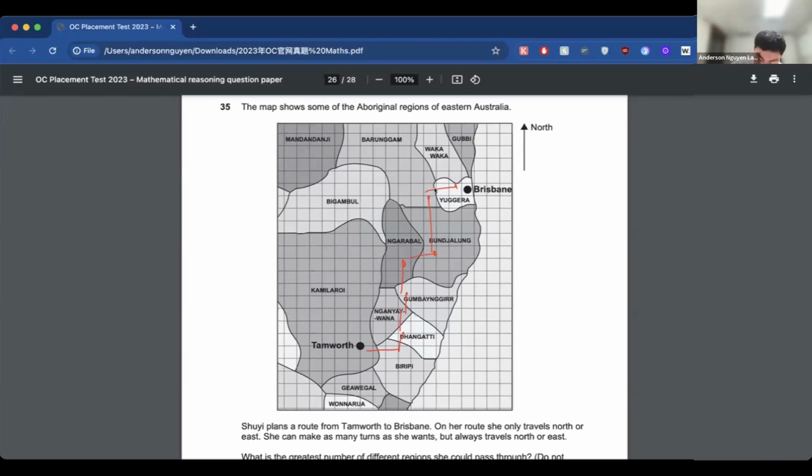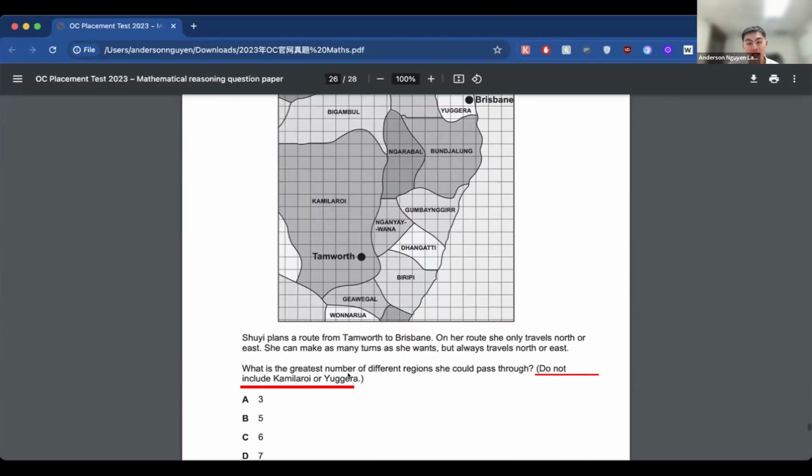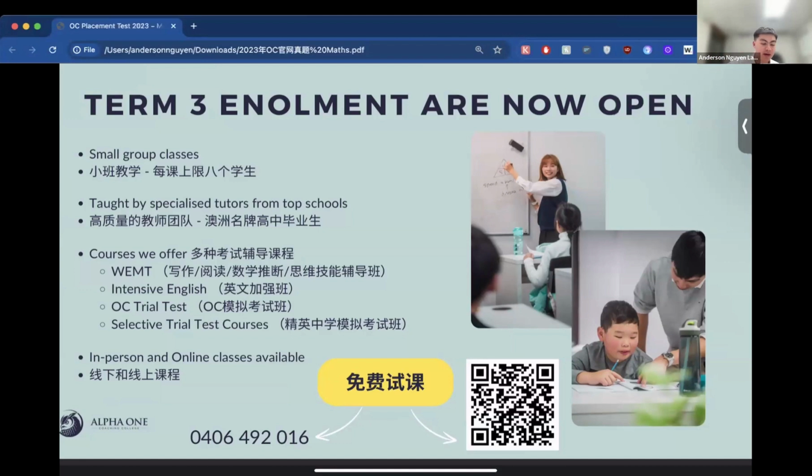So how many regions was that? You go 1, 2, 3, 4, 5, 6, 7, and then 8. But the question says we can't include Yagera. So therefore 8 minus 1 is 7. And that's going to be it from our questions. So it seems like there's no further questions.